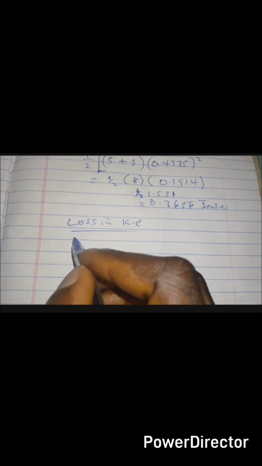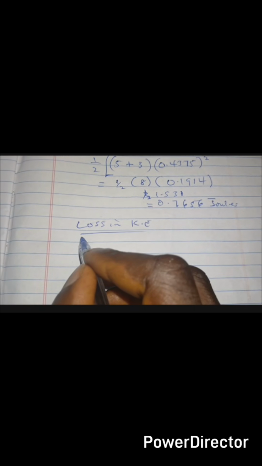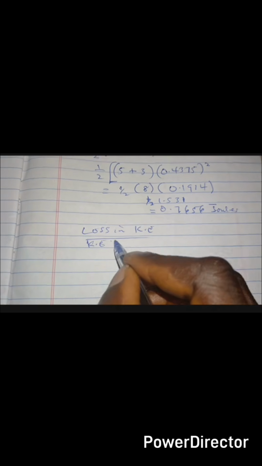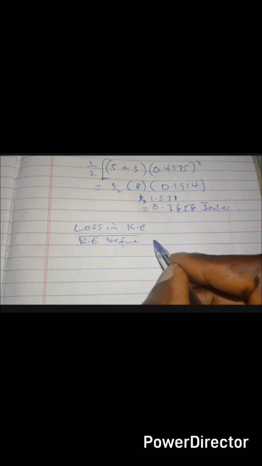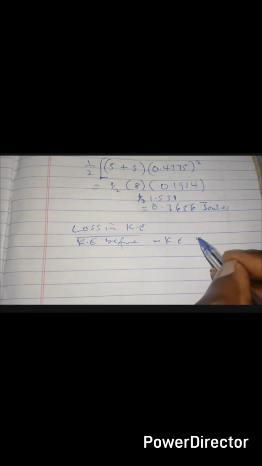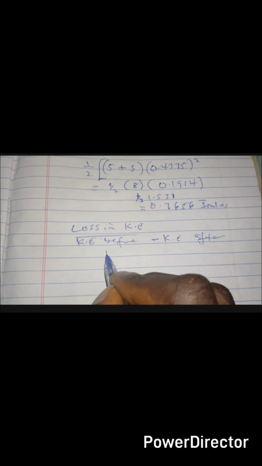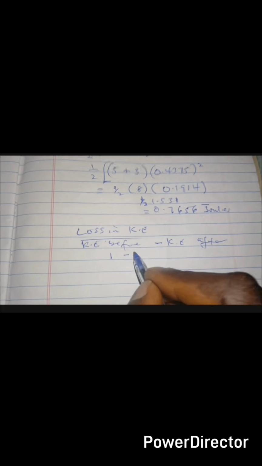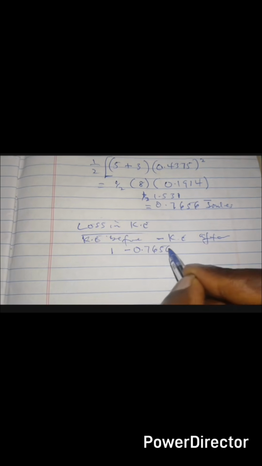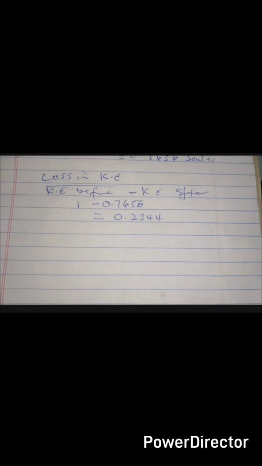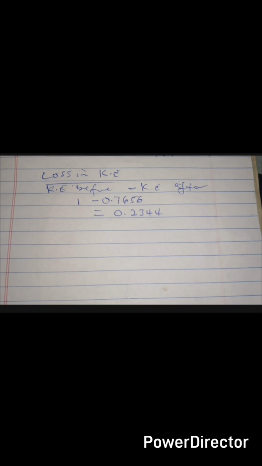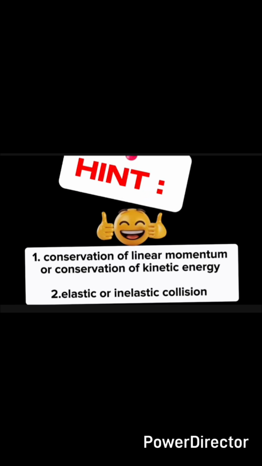Now the loss in kinetic energy is the kinetic energy before collision minus the kinetic energy after collision. Now before the collision we had 1, minus after collision, which is now 0.7656, and that is 0.2344. Things to look out for in solving questions under this topic.